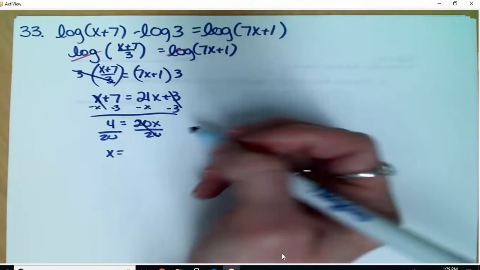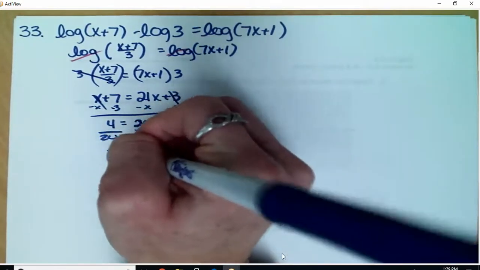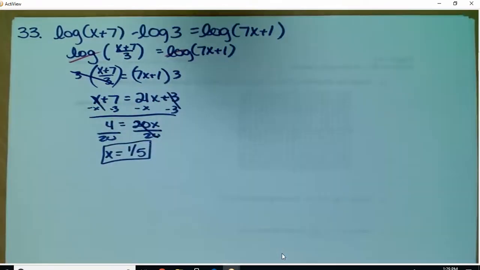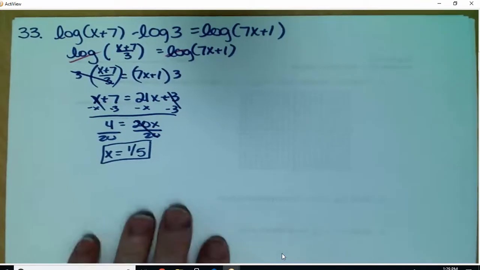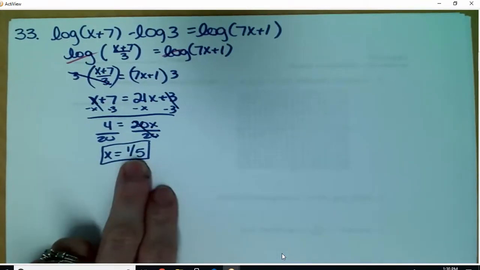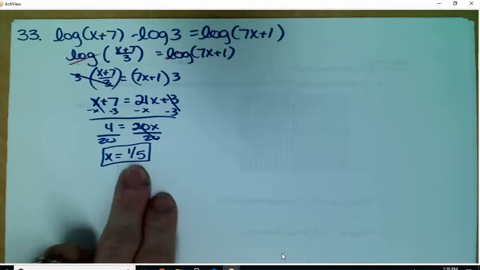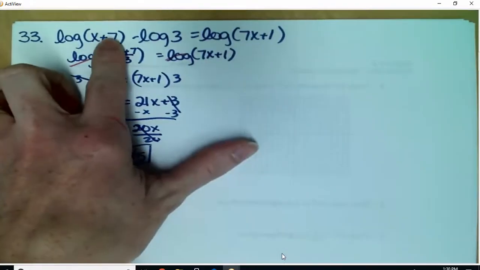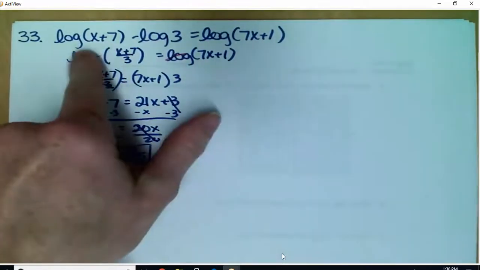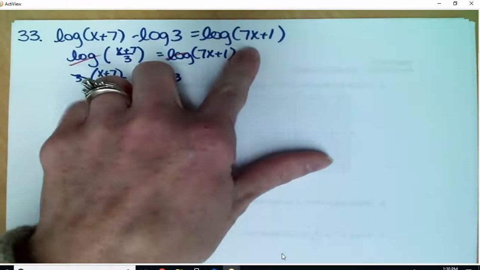So we get 4 over 20 or 1/5. I do want to warn you on these log problems, you need to check your answers at the end, because remember the argument has to be positive when you plug it back in. So if I put in a 1/5 on all those, I'm good.